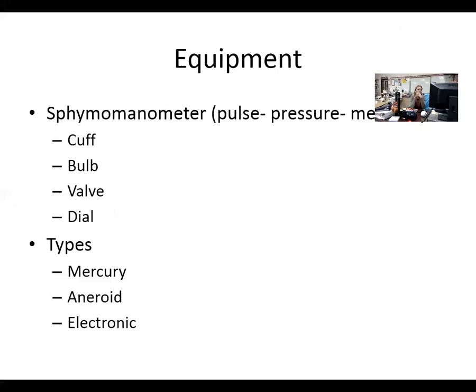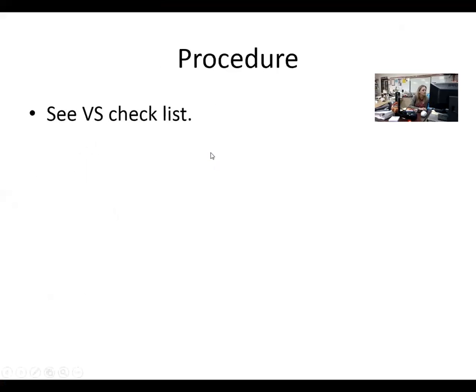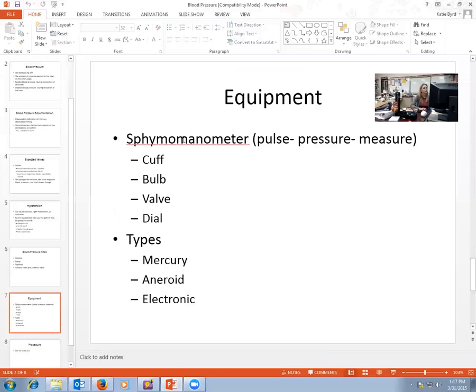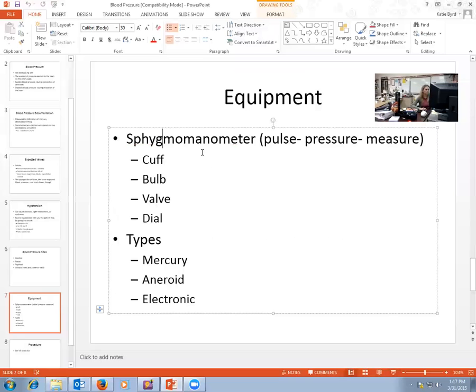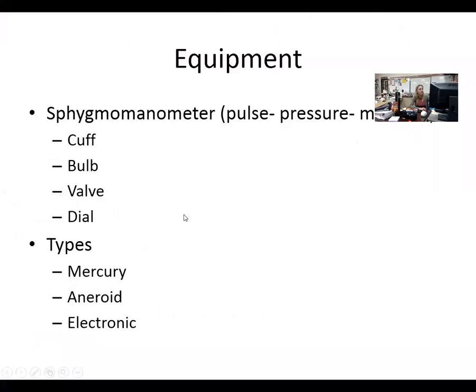Okay, the equipment. The equipment that's used is a sphygmomanometer. It's said exactly like it's spelled, except not here, because I misspelled this. Here we go. Sphygmomanometer. There we go. So that's what we use to measure.